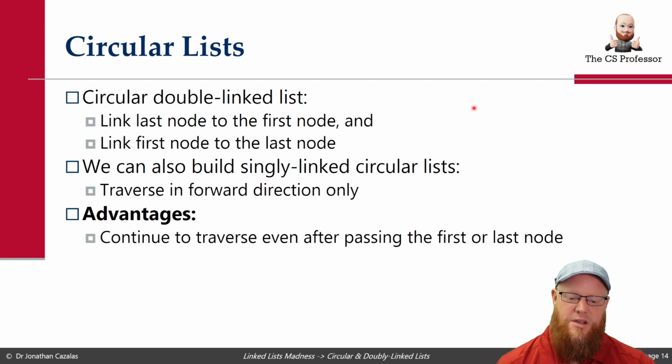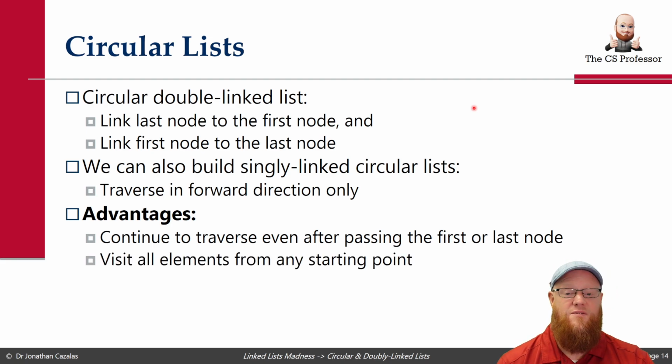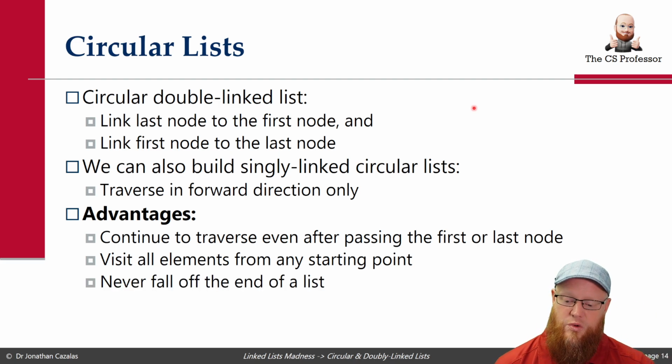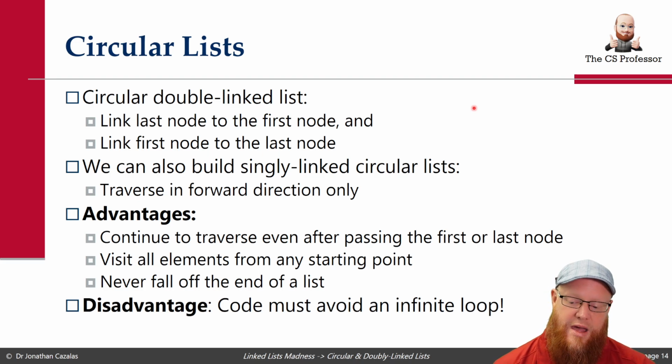What are advantages here? We can continue to traverse even after passing that first node when going backwards, or when we pass that last node, we never end at null and we just wrap back around. We can visit all of the elements from any starting point. So instead of starting strictly at the end and going backwards, or strictly at the beginning and going forwards, we can start anywhere and traverse over all nodes because we never actually reach a null. We never fall off of that list.